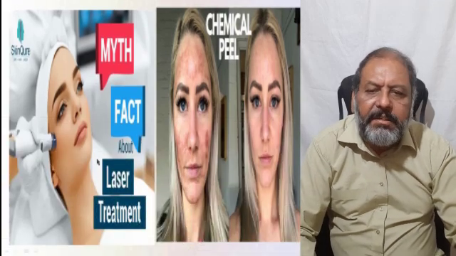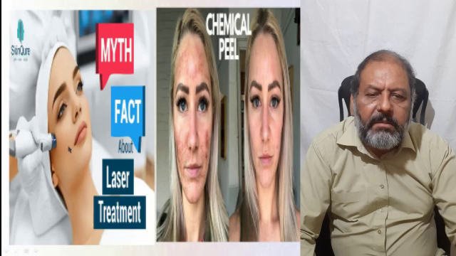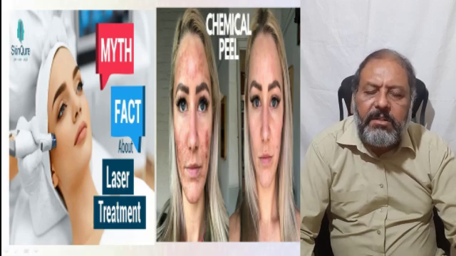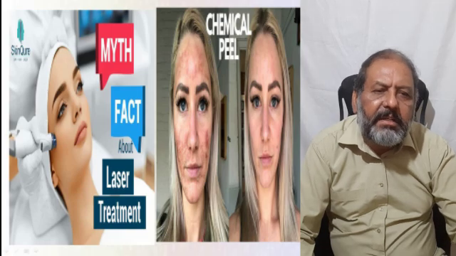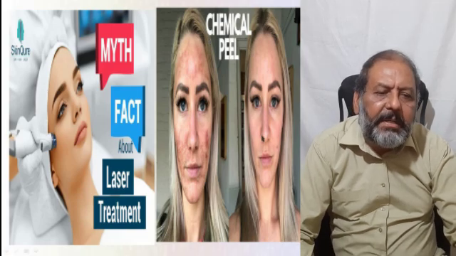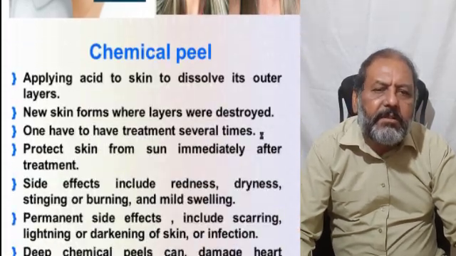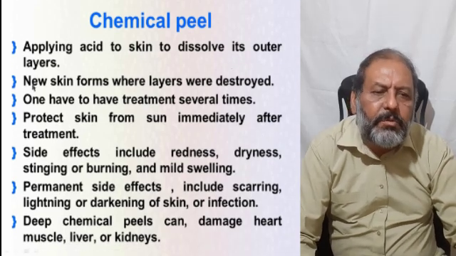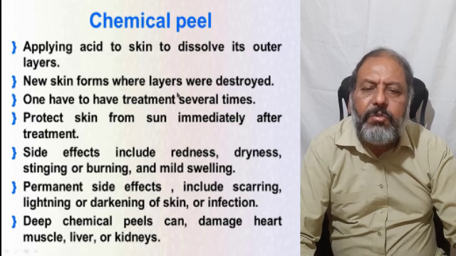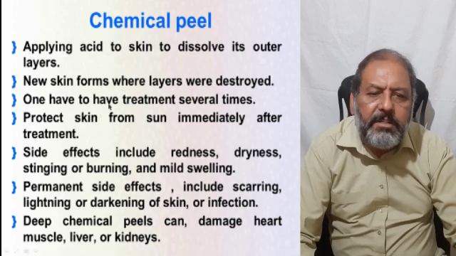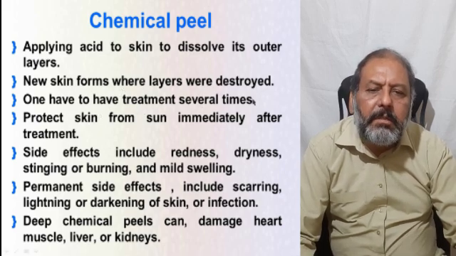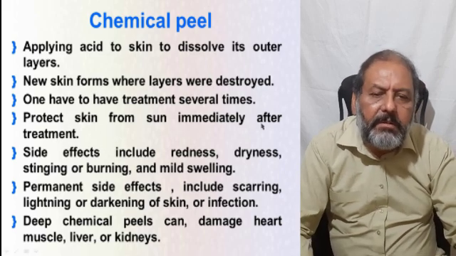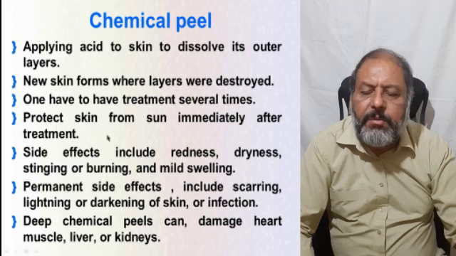And here one can see the myth, fact, and the laser treatment, and the result of the laser treatment. Similarly, one can see the result of the chemical peels, and the magical result of this chemical peel. It involves applying acid to the skin to dissolve its outer layers. New skin forms where layers were destroyed. One has to have treatment several times, and protect the skin from sun immediately after treatment.